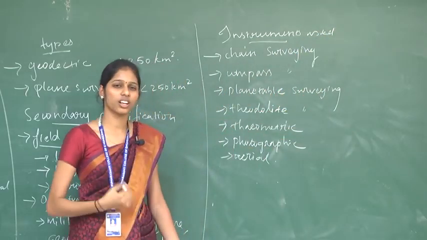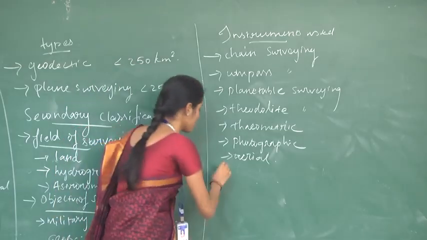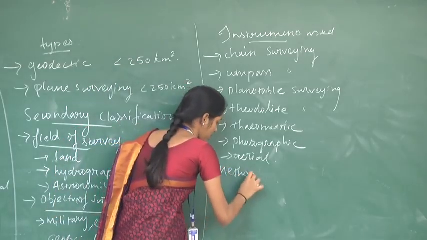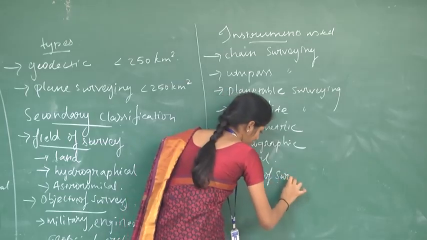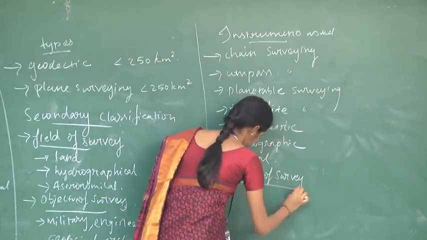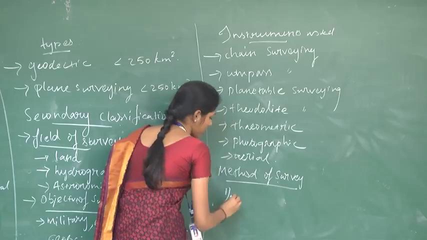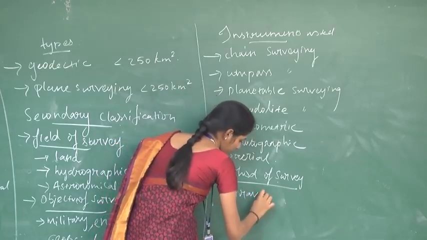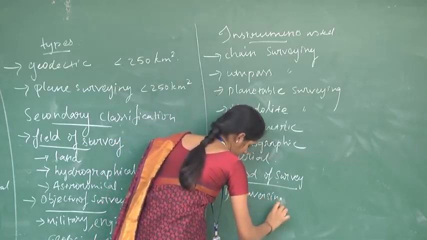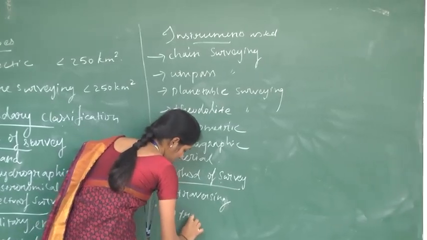And according to the method of surveying, it is classified into further two types. First one, traversing. Second one, triangulation.